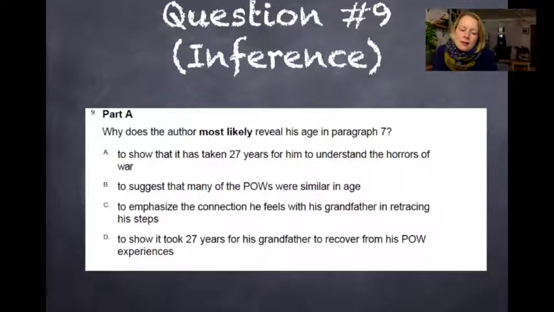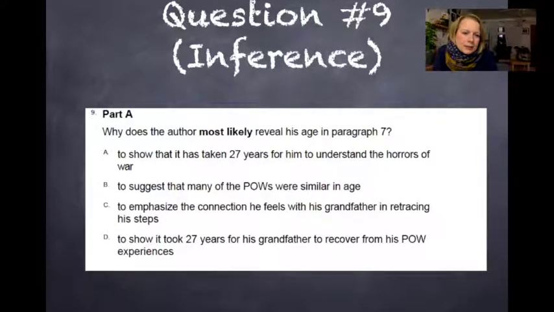So I don't think that his whole life, and that would mean the 27 years, was dedicated to researching his grandfather's experiences and only after 27 years understanding it. And that's what the answer implies. So this is not a correct answer. B, to suggest that many of the POWs were similar in age. To me, that doesn't really make sense because he never mentions how old some of these POWs were. So that would be far-fetched in my opinion. Let's see if there's a better answer.